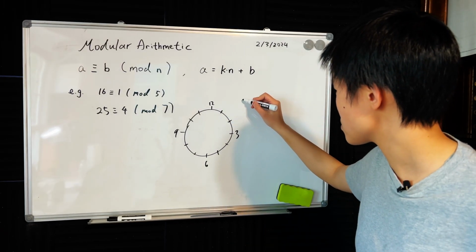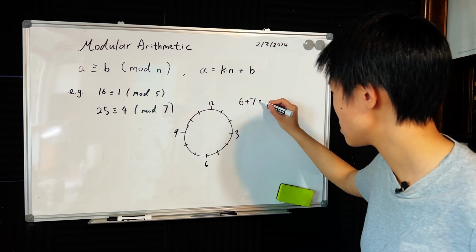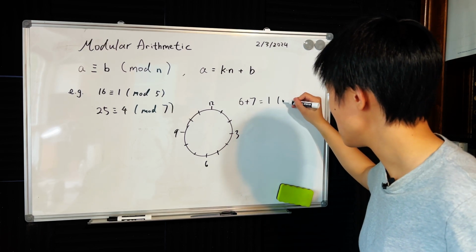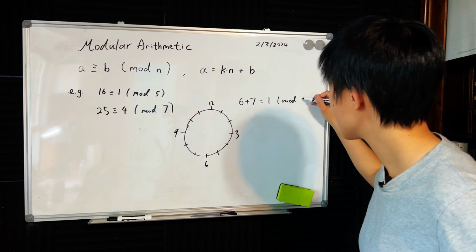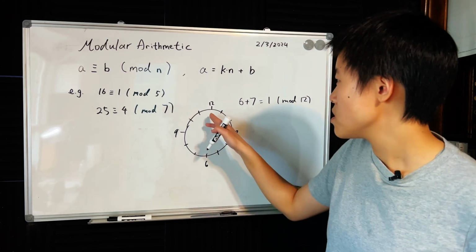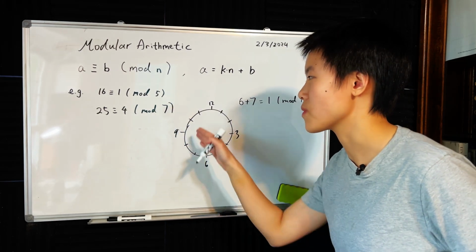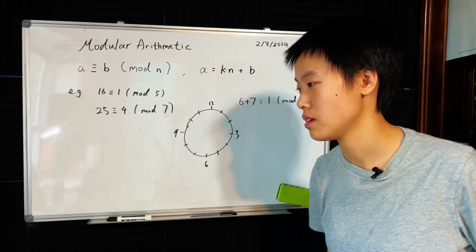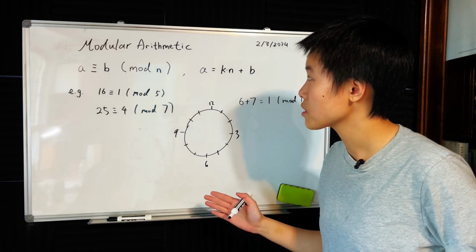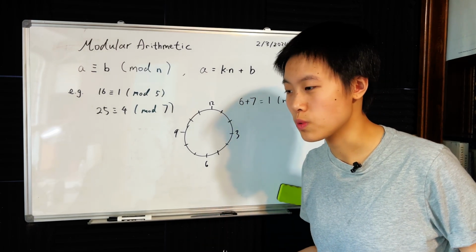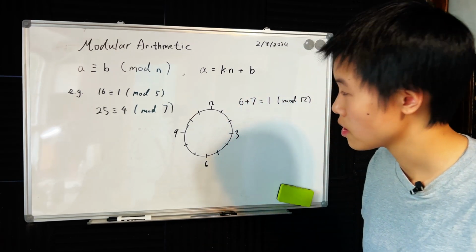Let me write it down. 6 plus 7 is equal to 1 in modulo 12. So whatever the modulus, you can think of it as a circle, so it goes around and around and around and around. Yeah, and now we're going to jump into the problems, and I will show you the first problem.